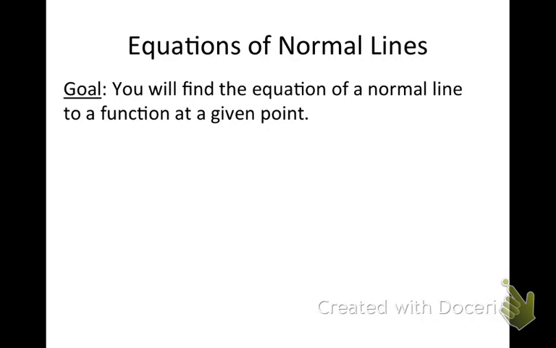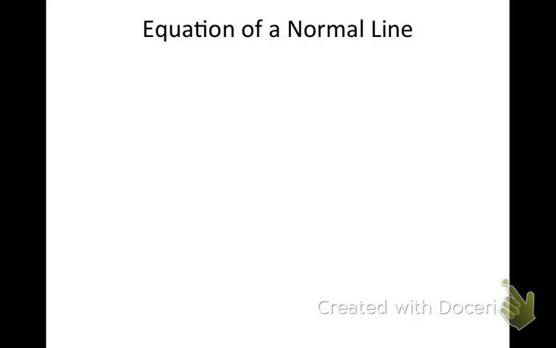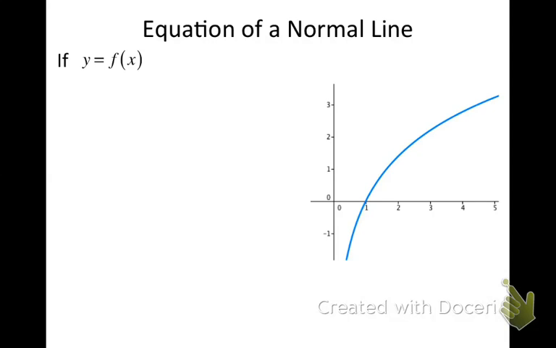Now, in the last video that we were watching, we were learning how to look at a curve and find out what the equation of a tangent line to any point on the curve was. And now what we're going to do is switch it up slightly, and instead of finding equations of tangent lines, we're going to find equations of normal lines. The goal is that you will find the equation of a normal line to a function at a given point. I'll talk you through that process, and part of that process is going to be defining what a normal line is, so I'll be doing that right now.